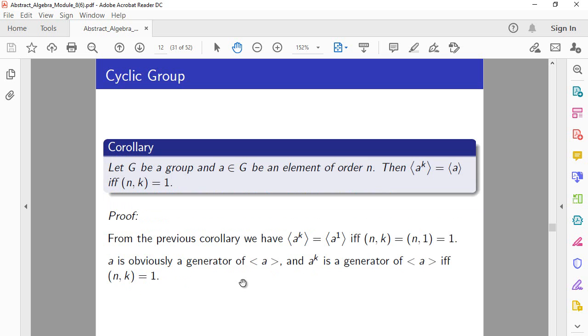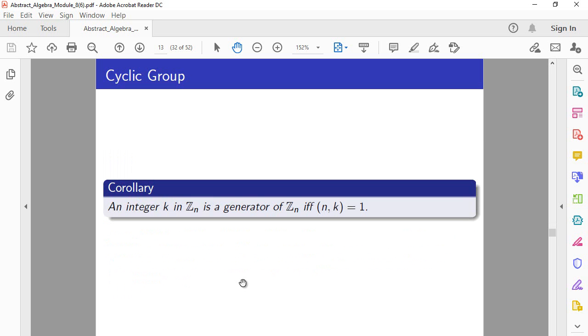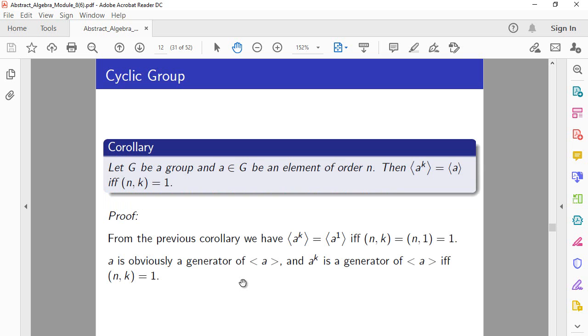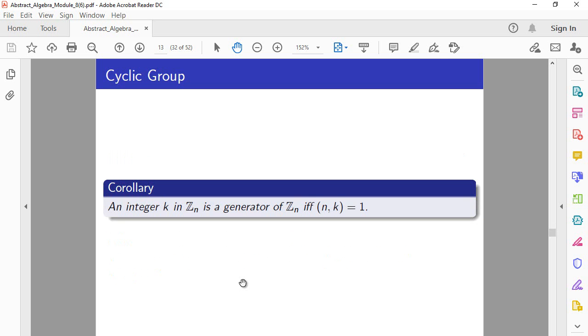A direct consequence of this corollary: if I apply this corollary to the set of integers mod n, but now, when we look at this corollary, we are assuming multiplicative notation, but nonetheless, it is also applicable to the case when we have additive notation for the group operation. So if I apply this corollary to Zn, then I get that an integer k in Zn is a generator of Zn if and only if k is relatively prime to the modulus n.